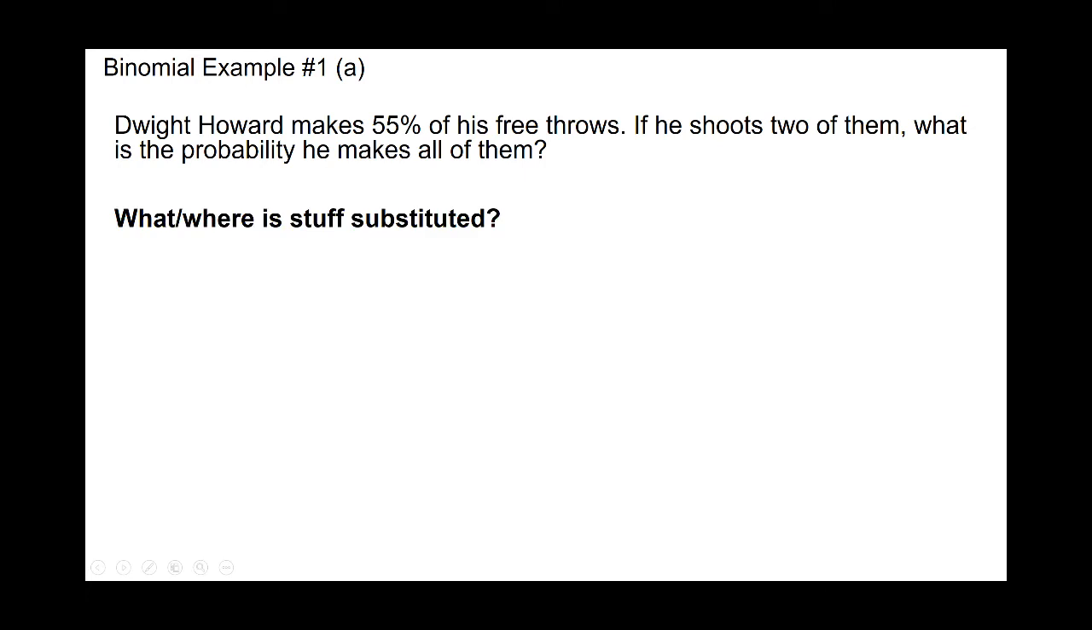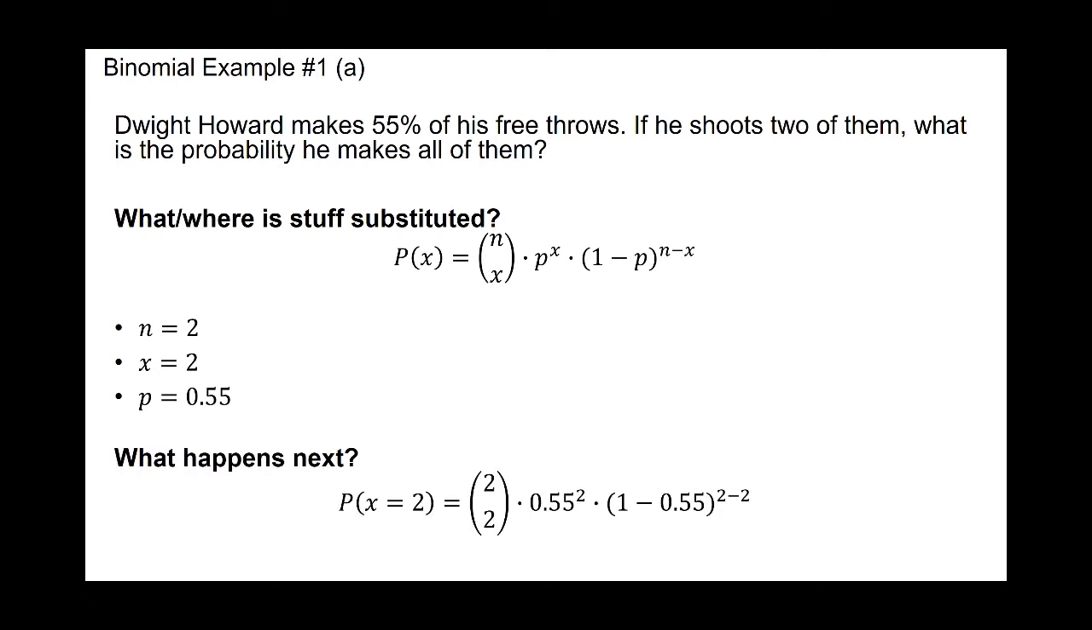So where are we going to substitute things? Well, here's the formula. And what we're going to do is substitute n equals 2, x equals 2, and p equals 0.55. So wherever we see the letter n, we'll substitute 2. Wherever we see the letter x, we'll substitute 2. Wherever we see the letter p, we'll substitute 0.55. And then what we can do is substitute and reduce. And let's see what we get. We get 0.3025. So that's the probability that Dwight Howard makes both of them.